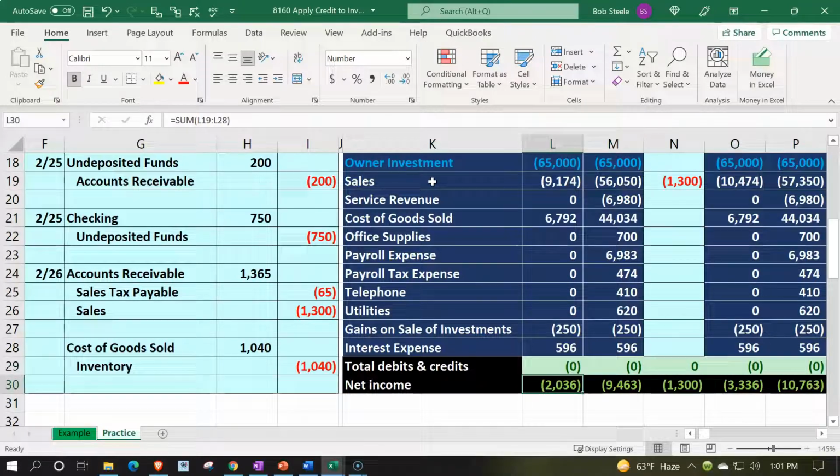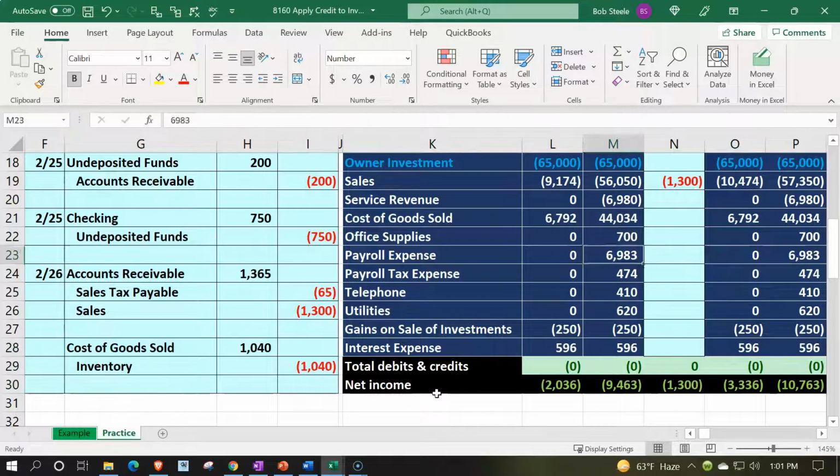The net income down below, you can see on just the month of February was 2,036, up by the 1300 to the 3336, and the year-to-date was at the 9463, up by the 1300 to the 10763. Let's post the cost of goods sold now.